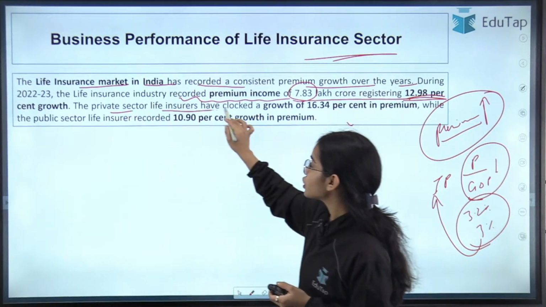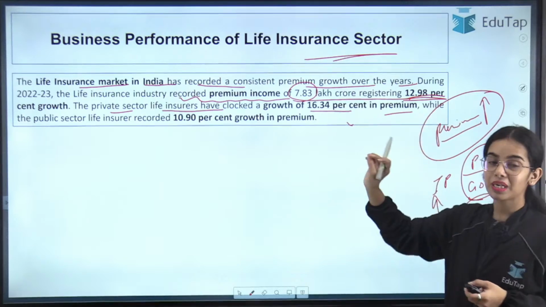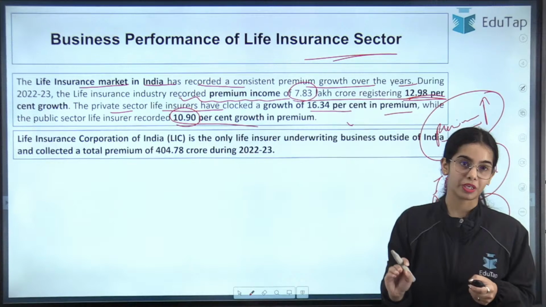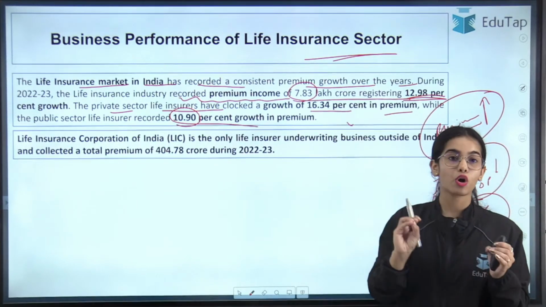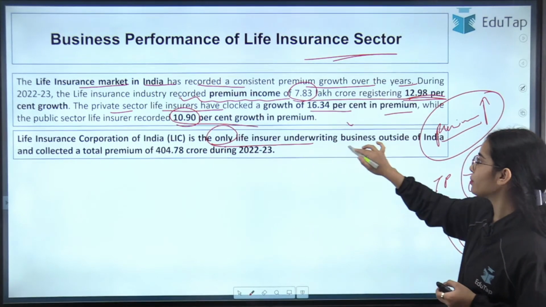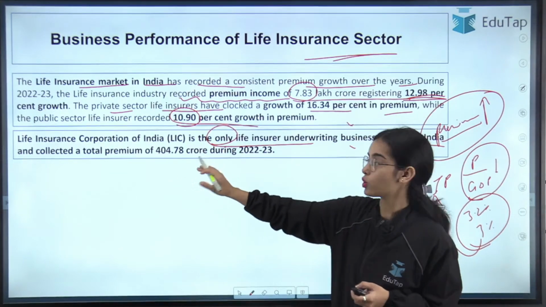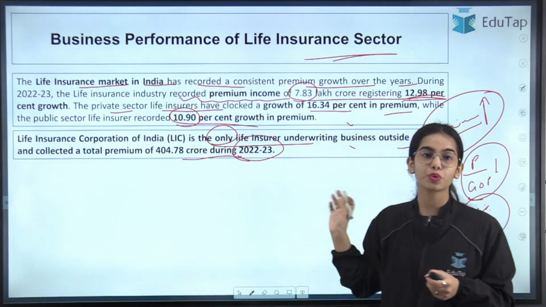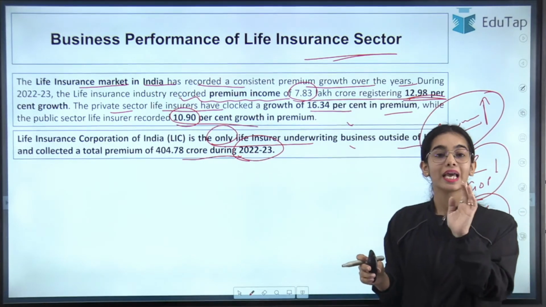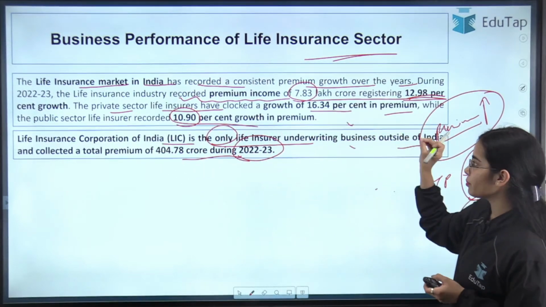The private sector life insurers have clocked a growth of 16.34% in premiums, while the public sector life insurance companies have recorded 10.90% growth in the premiums. Okay, Life Insurance Corporation of India, that is LIC, is the only life insurer underwriting business outside of India and collected a total premium of 404.78 crore during 2022-23. Even if you are not able to remember the numbers, at least remember the percentages. And which entity is the only life insurer underwriting business outside of India?